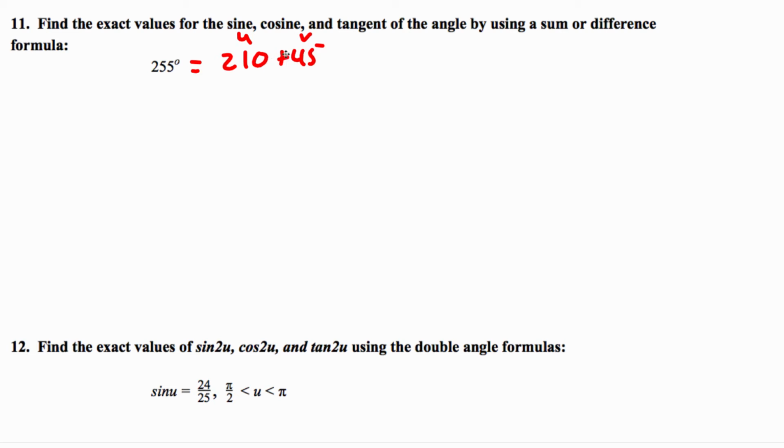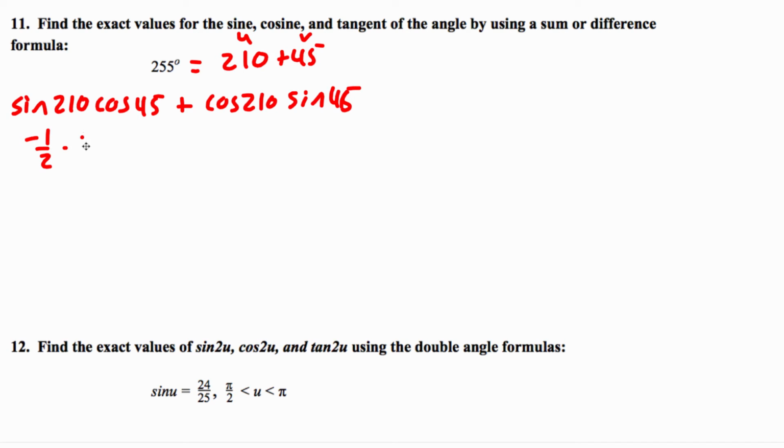We're doing a sine sum. So we're going to do the sine of u, which is 210, times the cosine of v, which is 45, plus the cosine of 210 times the sine of 45. Now if we start pulling values off of the unit circle, the sine of 210 is negative 1/2 times the cosine of 45 is root 2 over 2, plus cosine of 210 is negative root 3 over 2 times the sine of 45, which is root 2 over 2.